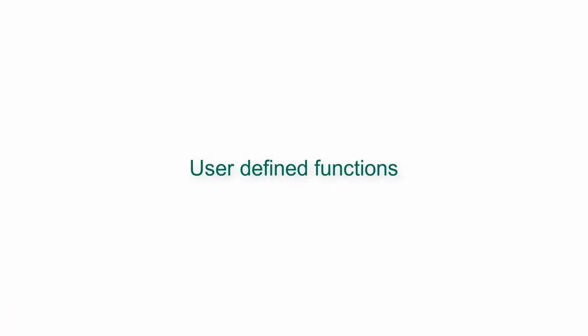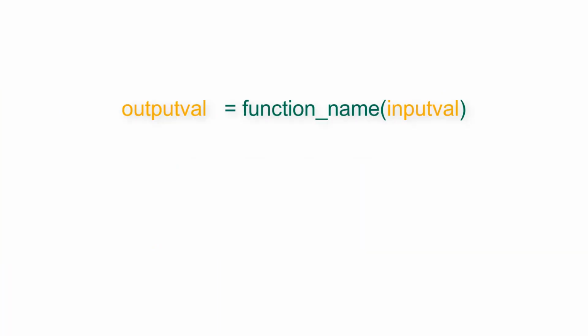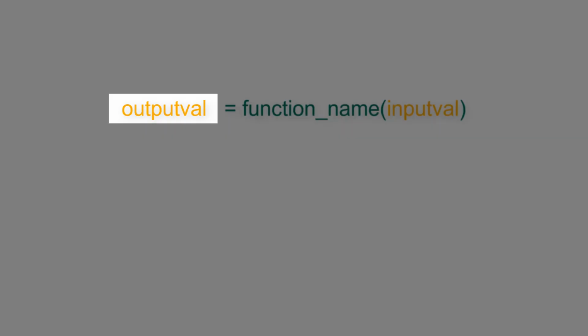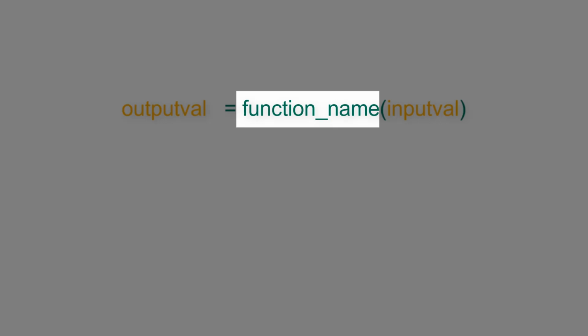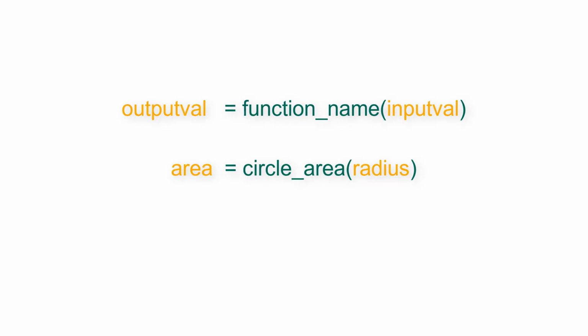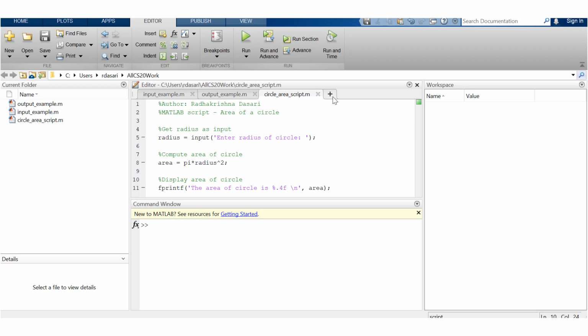Alright, so let's see how we can define our own functions. The standard convention of a function is that the output value is always to the left of the assignment operator. The input value is within parentheses of the function name. Here are a few examples for user-defined functions, for instance, circle area, Fahrenheit to centigrade, etc.